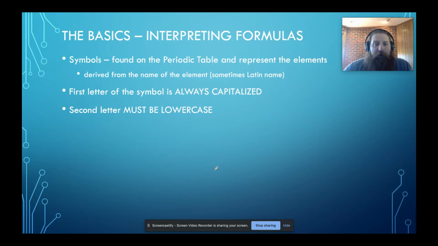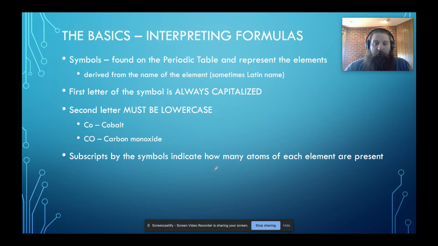Whenever you're looking at a symbol, the first letter is always capitalized. The second letter must be lowercase. Now, this is really important, okay? If you are writing a formula and you have terrible handwriting and we can't tell the difference between cobalt and carbon monoxide, that's going to be an issue. So make sure the first letter of the symbol is capitalized. If there's a second letter, it has to be lowercase, okay? Cobalt is Co, carbon monoxide is CO, but the capitalization of the second O is what tells them apart.